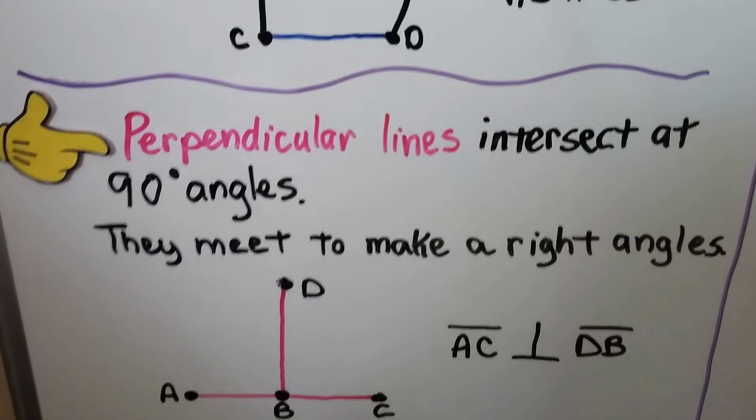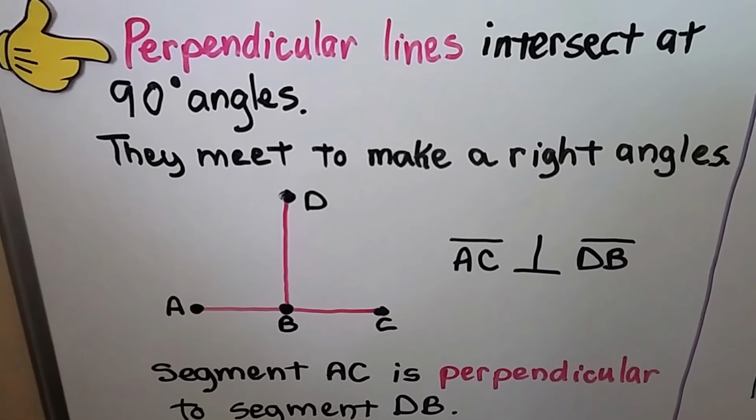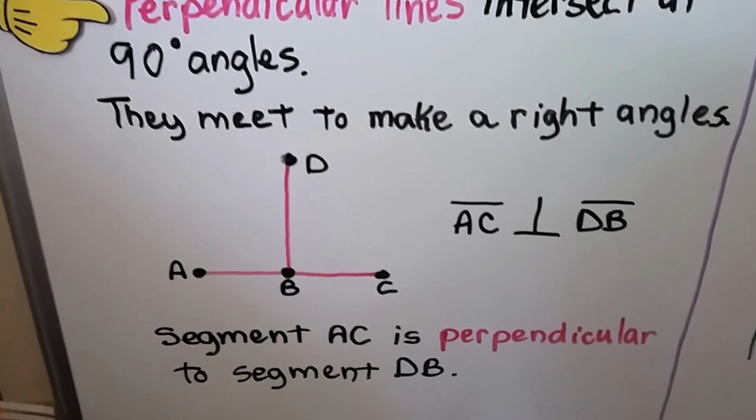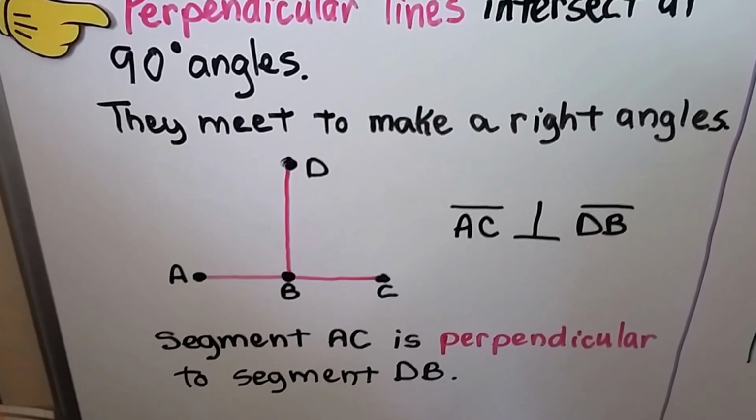Perpendicular lines intersect at 90-degree angles. They meet to make right angles. Segment AC is perpendicular to segment DB.